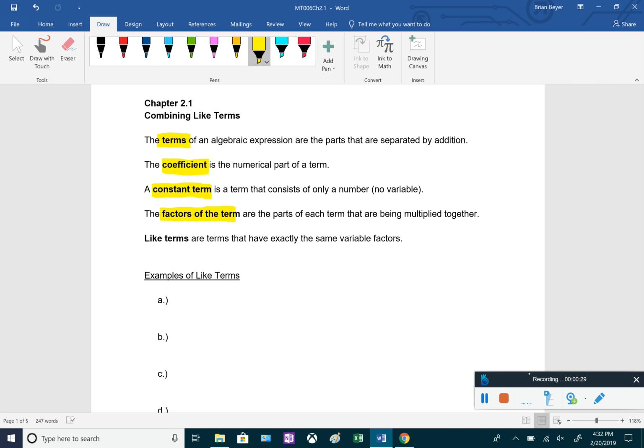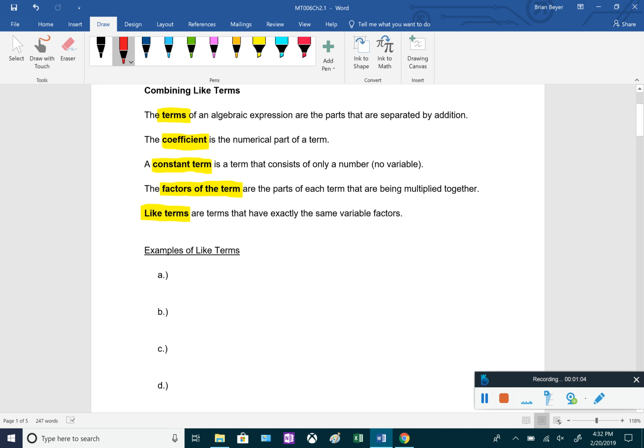The factors of the term are going to be the parts of each term that are being multiplied together. So remember, factors are things that multiply to other things. And kind of the big one here is like terms, for what we'll be doing in a second. Like terms are going to be terms that have exactly the same variable factors. So what that means is they're going to consist of the same variables raised to the same exact exponents. So why this is useful is we're going to be combining them.